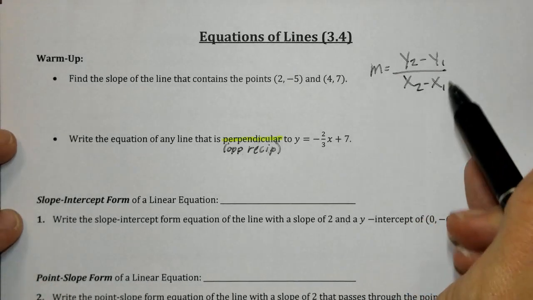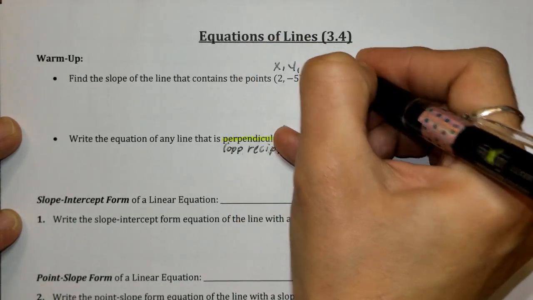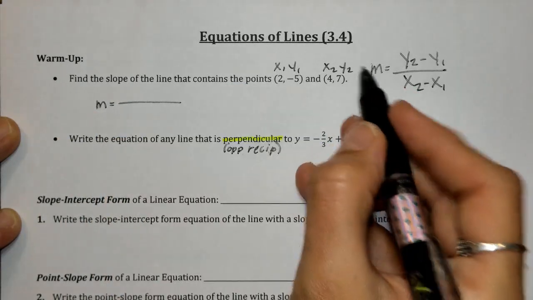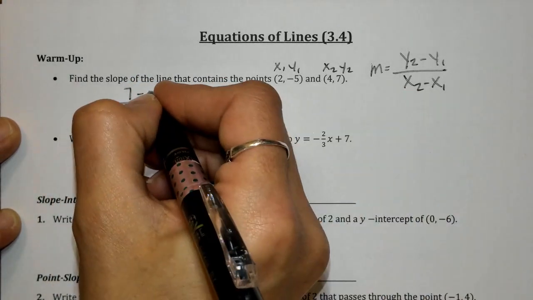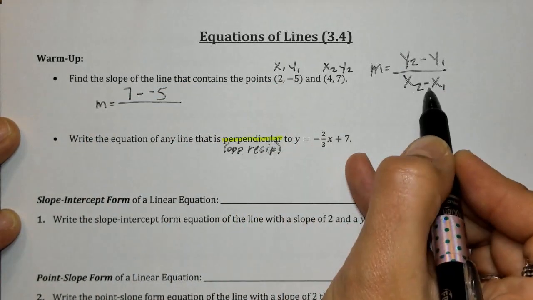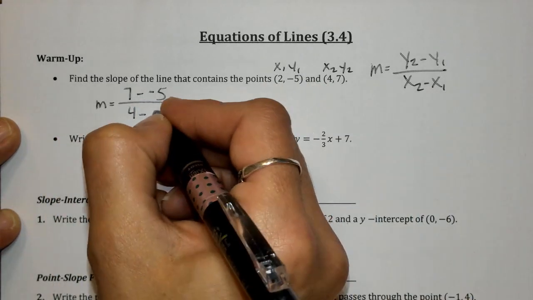Here again is your slope formula that we've talked about. So here's our x1, y1, our x2, y2. We'll go ahead and plug in y2, 7, minus the y1, minus a negative 5. Make sure you have both of those there. Okay, then we have x2 minus x1. x2 is 4. We're going to subtract x1 of 2.